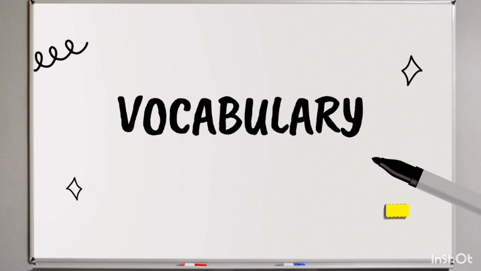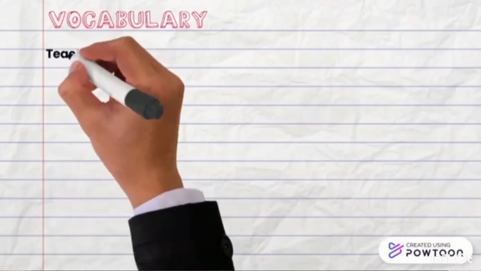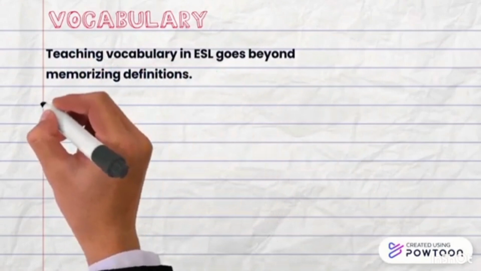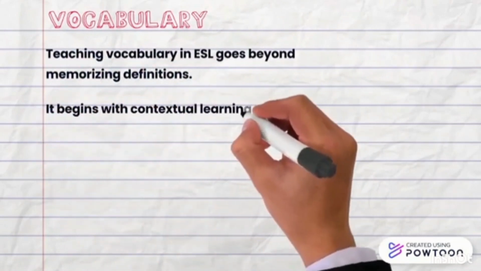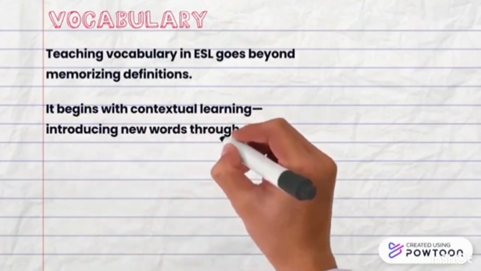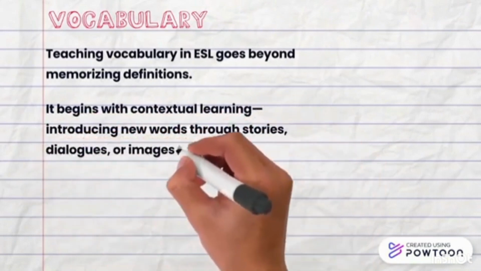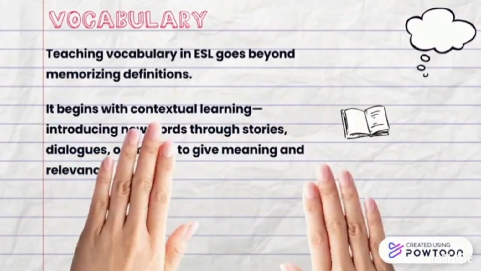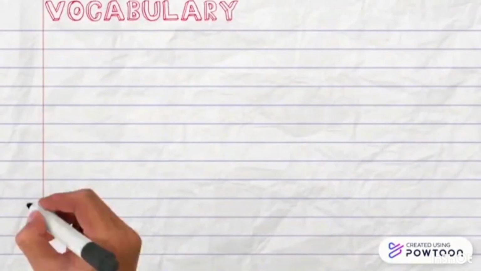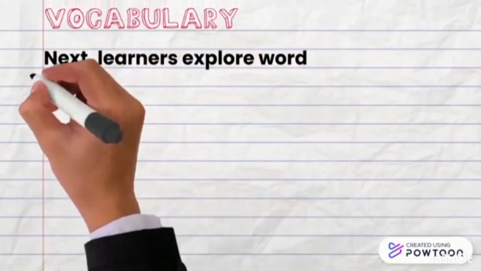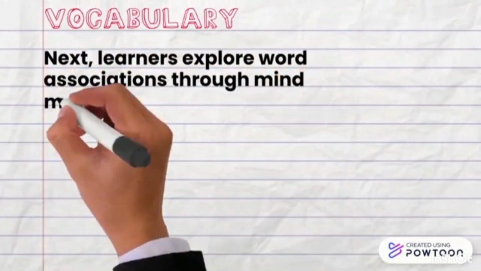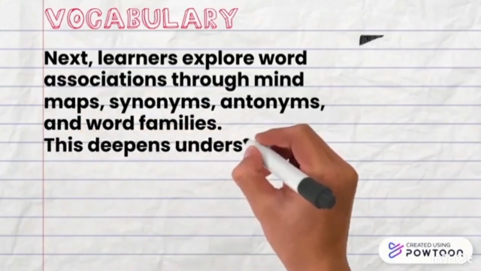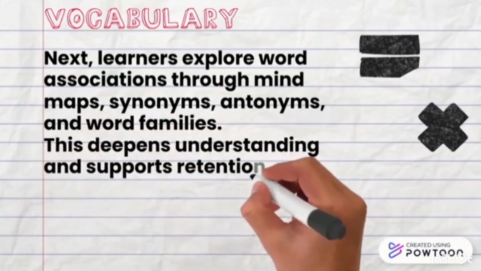Vocabulary. Teaching vocabulary in ESL goes beyond memorizing definitions. It begins with contextual learning, introducing new words through stories, dialogues, or images to give meaning and relevance. Next, learners explore word associations through mind maps, synonyms, antonyms, and word families. This deepens understanding and supports retention.